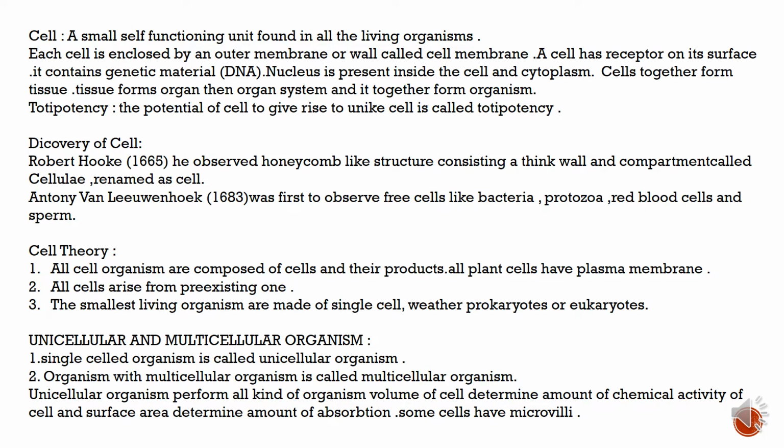The cell theory: all organisms are composed of cells and their products. All plant cells have a plasma membrane. All cells arise from pre-existing ones. And the smallest living organisms are made of small cells, whether prokaryotes or eukaryotes.